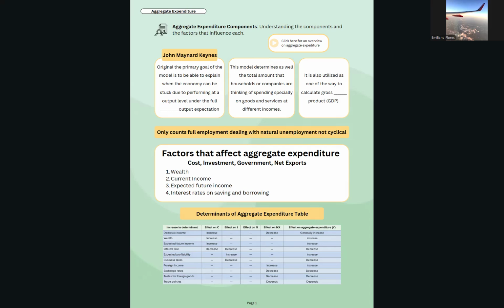The four factors that affect aggregate expenditure are consumption, investment, government, and net exports. Primarily, we'll see consumption as C, investment as I, government as G, and net exports as NX. First, let's talk about how each factor can considerably affect aggregate expenditure.